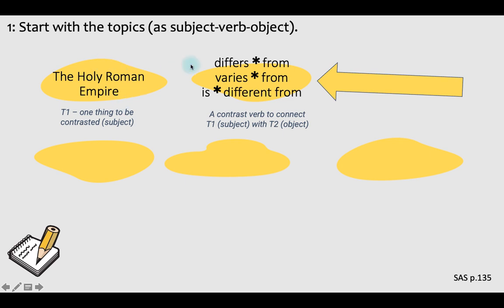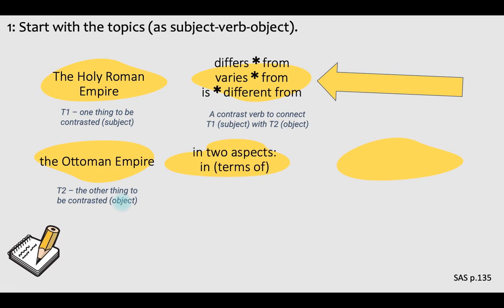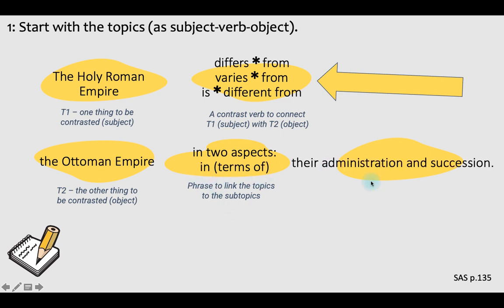So the Holy Roman Empire differs from the Ottoman Empire. Here's our thing 2, and now this is our object. And then we have a phrase to link the topics to our subtopics. So in 2 aspects with a colon, in, or in terms of, and then we have our 2 subtopics. They're administration and succession. If this topic is unfamiliar to you, you should go back and look at the video about writing a contrast essay.